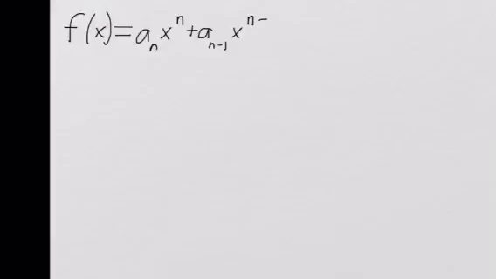A polynomial function is something of the form f of x equals a sub n x to the n, plus a sub n minus 1, x to the n minus 1, and we continue in this pattern until we get to a1 x, and then a0. So that's what a polynomial looks like.